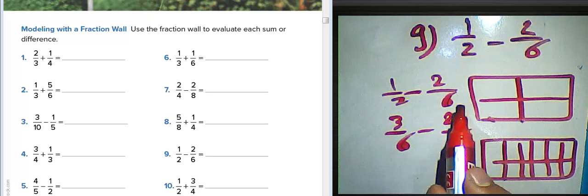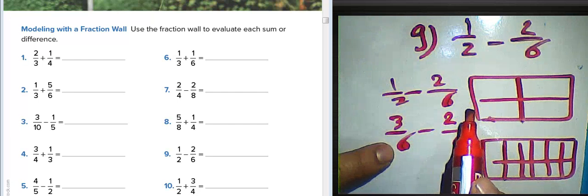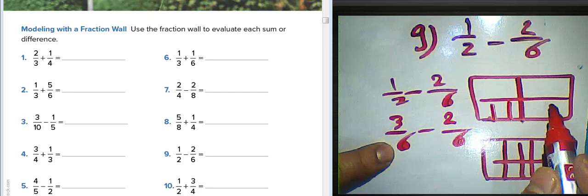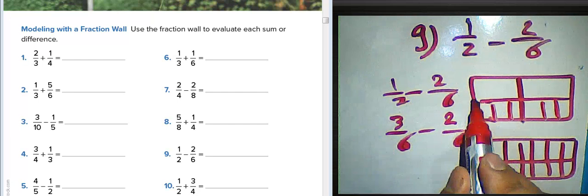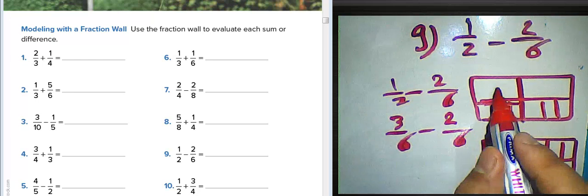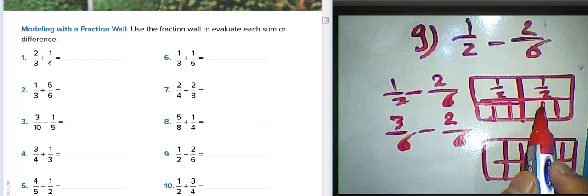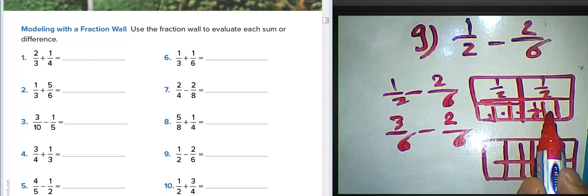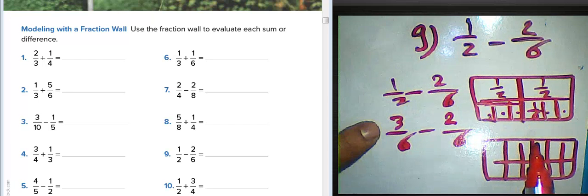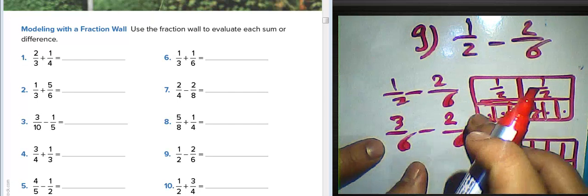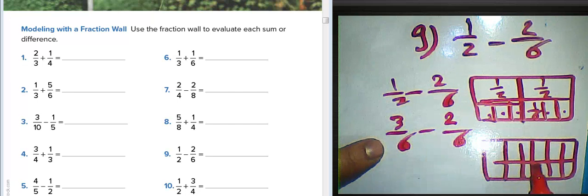We can write here: 2 converts to 6 by multiplying by 3, so we must divide into 3 parts here. In the numerator, write 1 over 6 in each one of them. And what about 3 over 6? It's converted here.